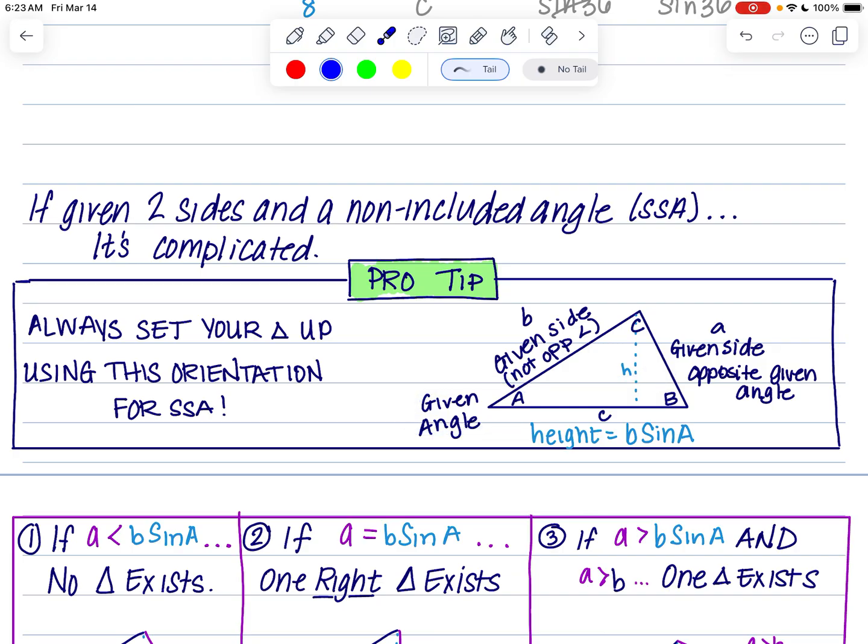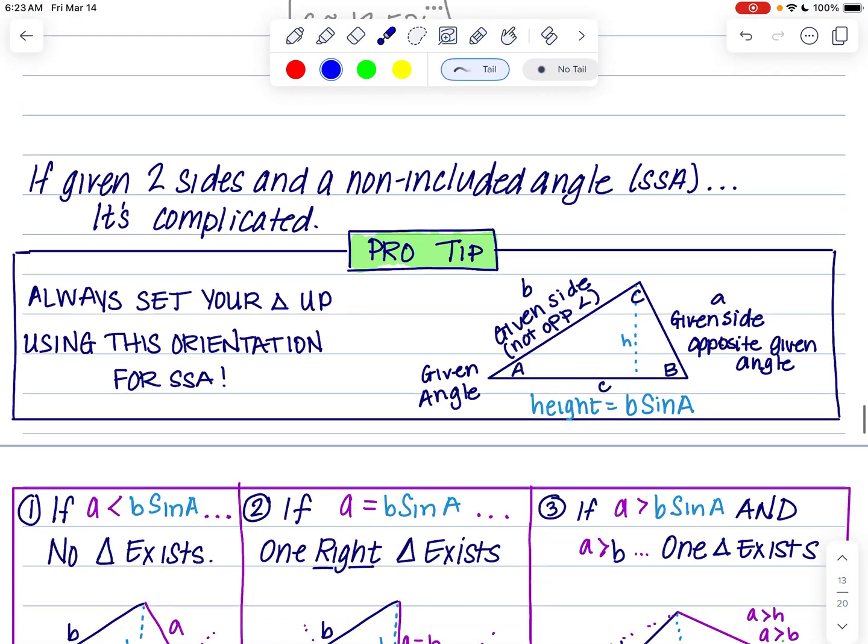You will then be given an additional side. I want you to put that side adjacent, above and to the left of the angle that you're given. Trust me on this. Just do it. Okay, it's going to save you a headache later. So you're going to set it up like this every time.